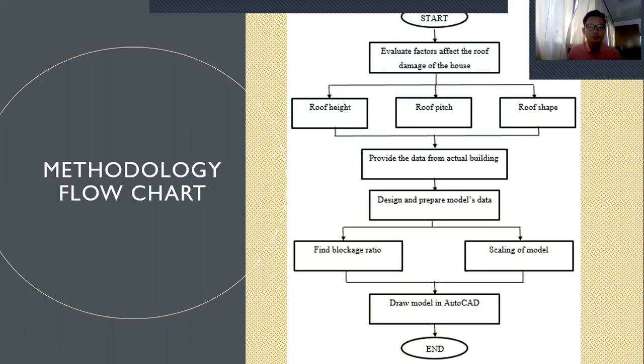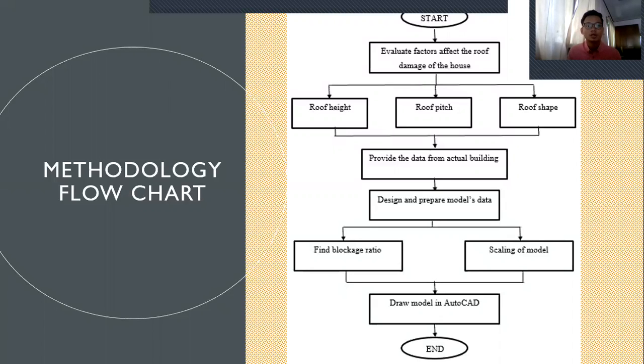the roof height, roof pitch, and roof shape. And then provide the data from the actual building, the dimensions and so on. And then design and prepare the model data. First, I calculate the blockage ratio. The blockage ratio formula is the area of the model over the area of the wind tunnel times 100%. And from the blockage ratio, I find the scaling of the model.